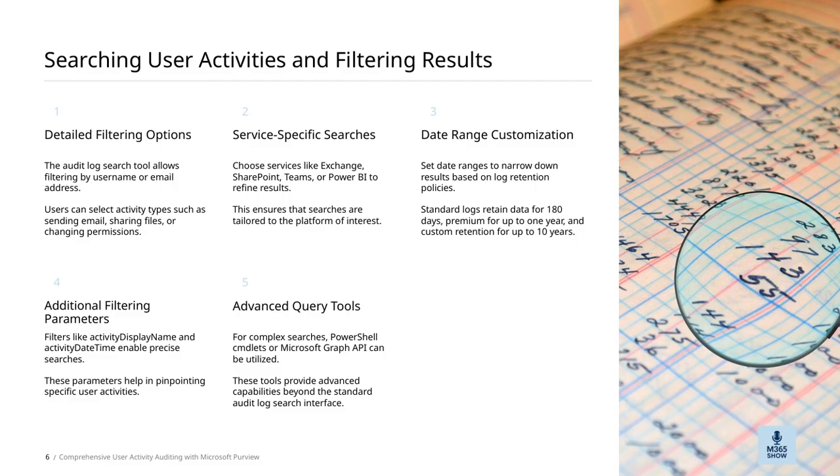Filtering by services is also crucial. Whether we're interested in activities within Exchange, SharePoint, Teams, or Power BI, selecting the appropriate service helps us focus our search on the relevant platform. Finally, the Audit Log Search tool allows us to filter by username or email address, and we can specify activity types such as sending emails, sharing files, or changing permissions. These detailed filtering options enable us to conduct thorough and targeted investigations, ensuring we capture all pertinent user activities.